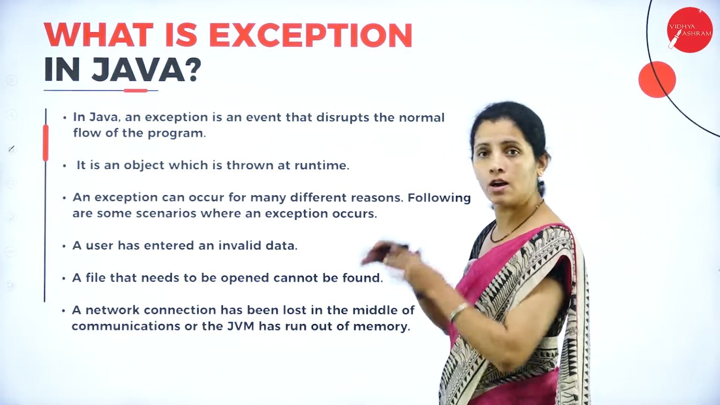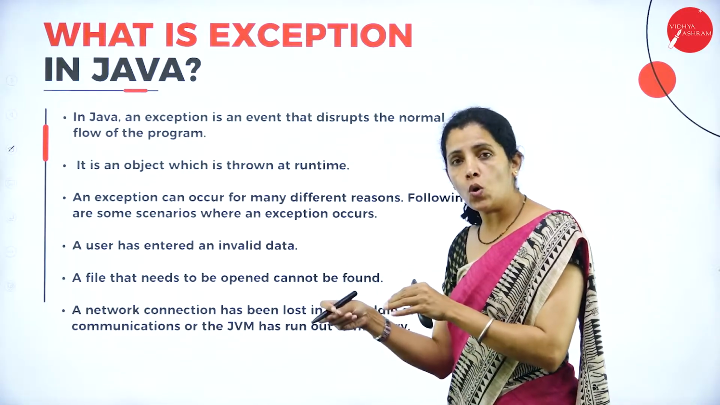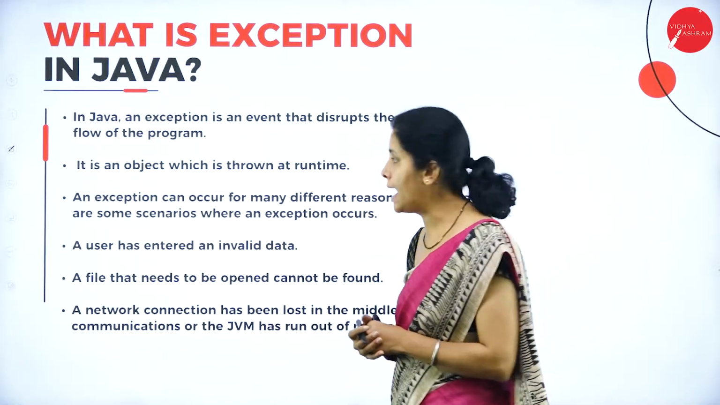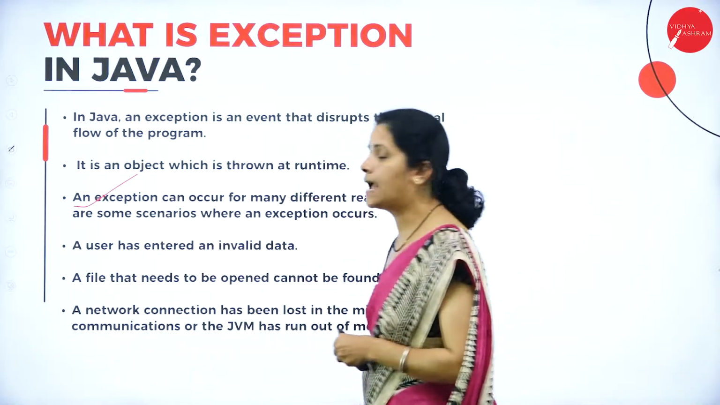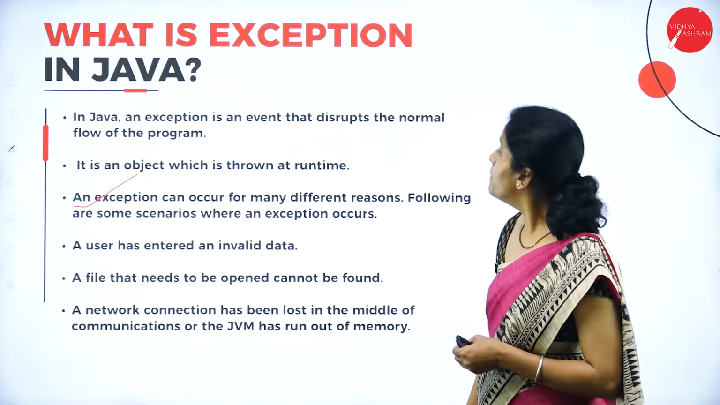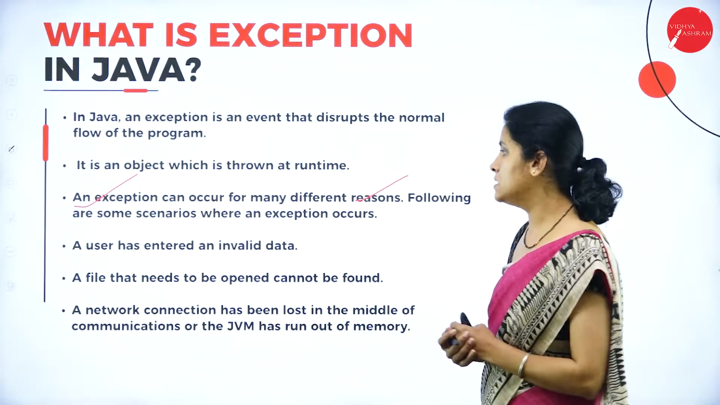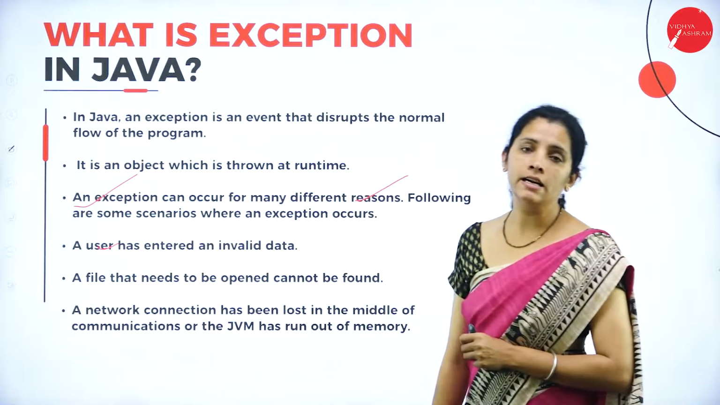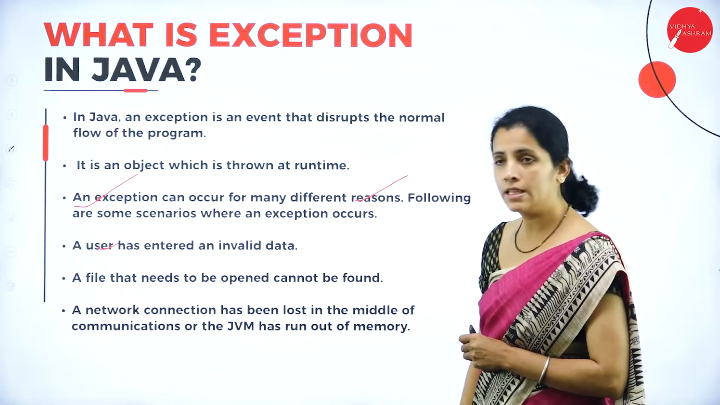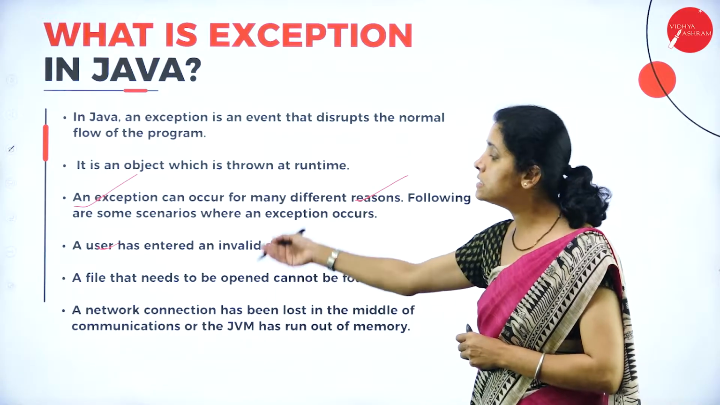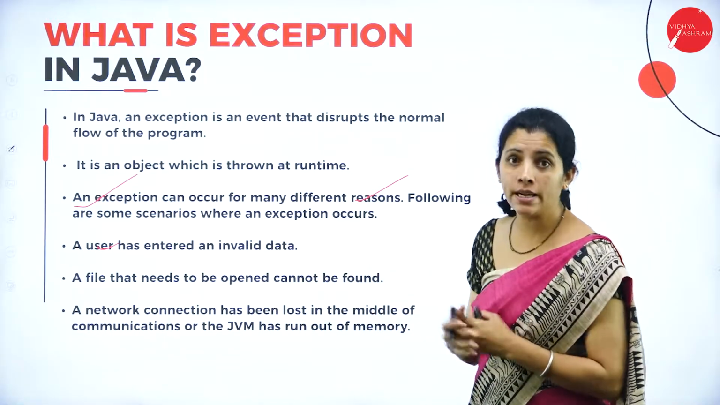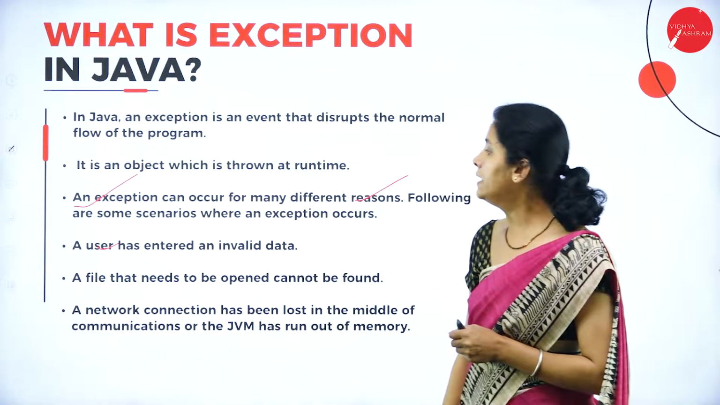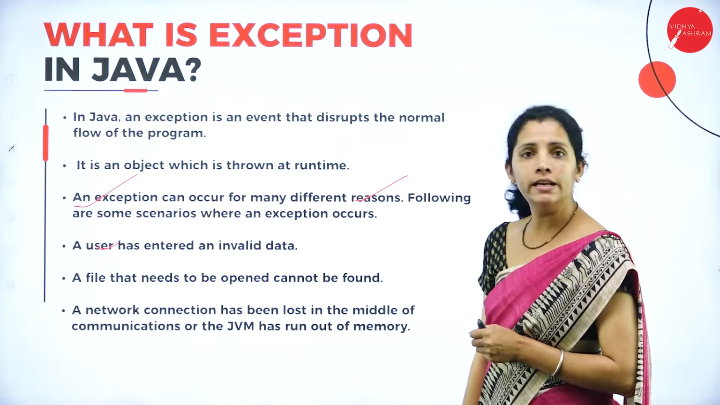In the sense, it is an object that is thrown and handled during the execution of the program. An exception can occur for mainly different reasons. For example, a user has entered an invalid data. In the sense, these are certain situations where we can expect errors. Okay, a user has entered an invalid data.